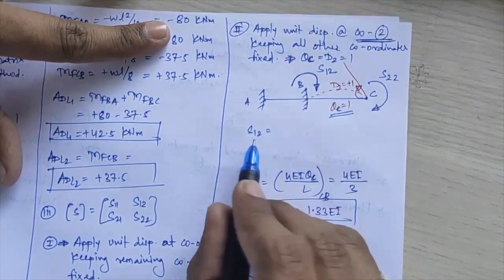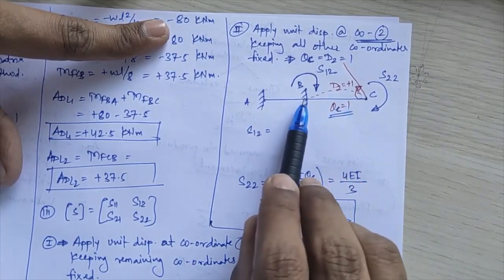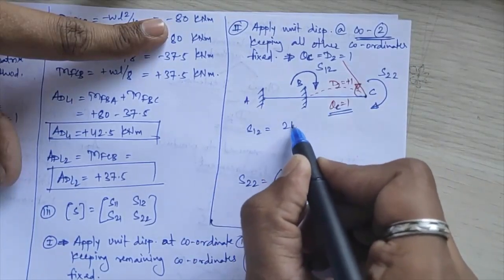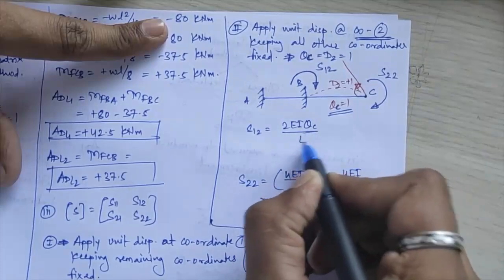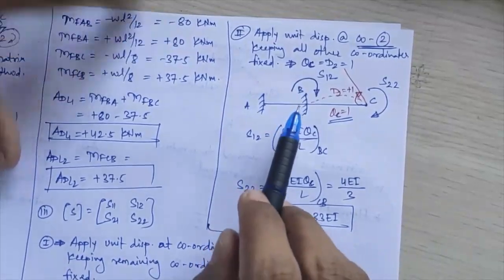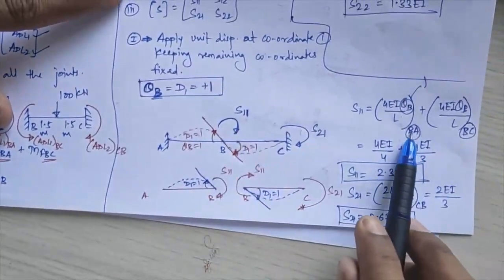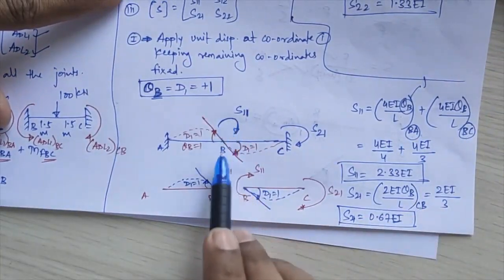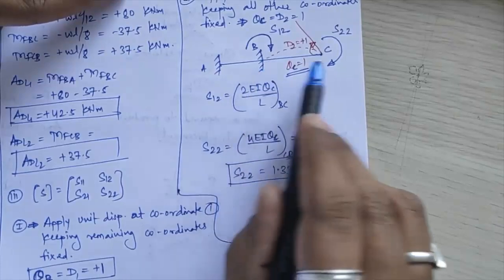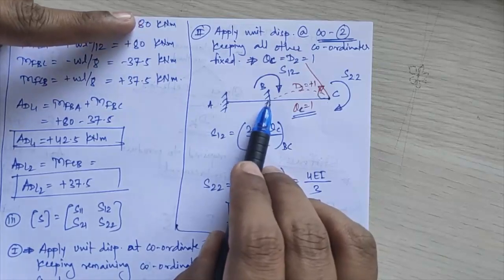Right? Next, I will calculate S of 1 2. You are applying unit displacement at point C. Compared to this, B will be your far end over here. So the far end moment will be 2 EI theta C upon L, but this will be only for member BC. You may get confused here. S11 we took for two members, BA and BC, because rotation was acting at point B. But S of 1 2 will be only for member BC, because A and B are both completely fixed over there.